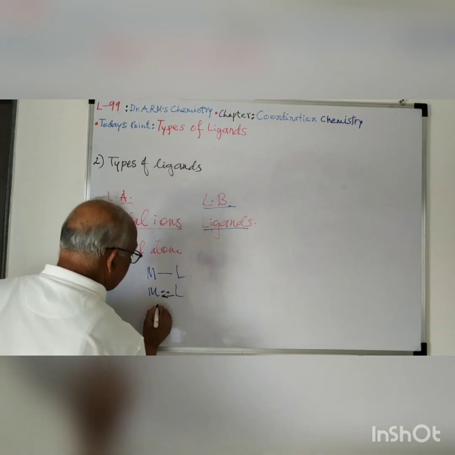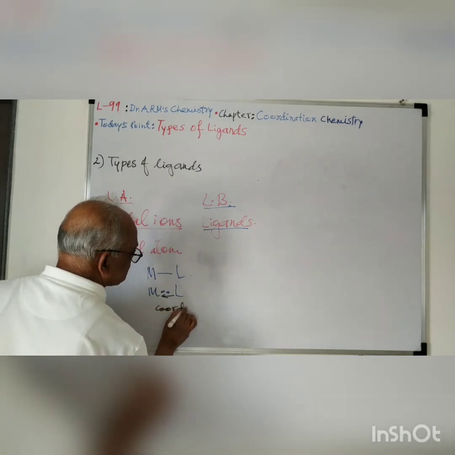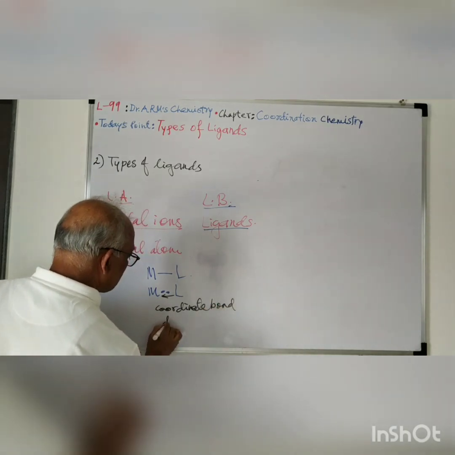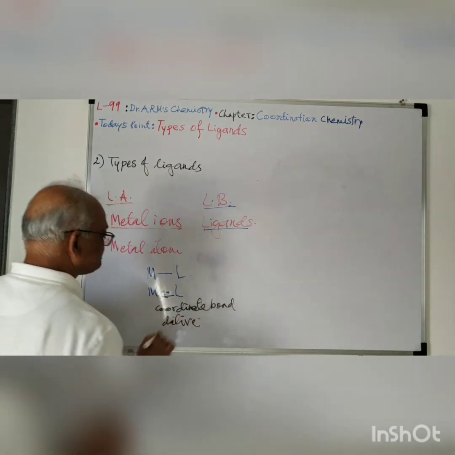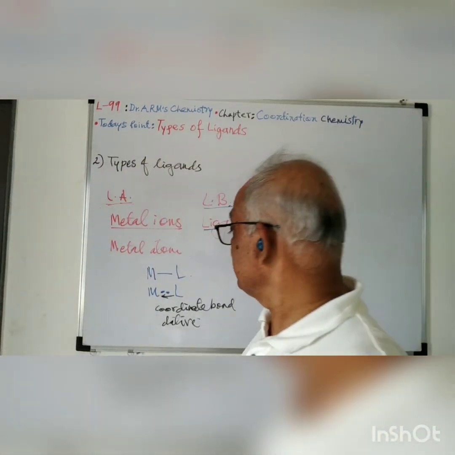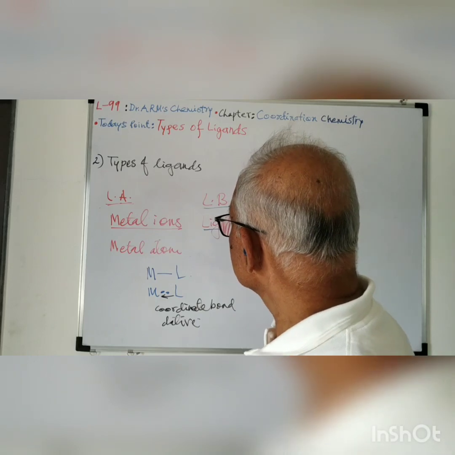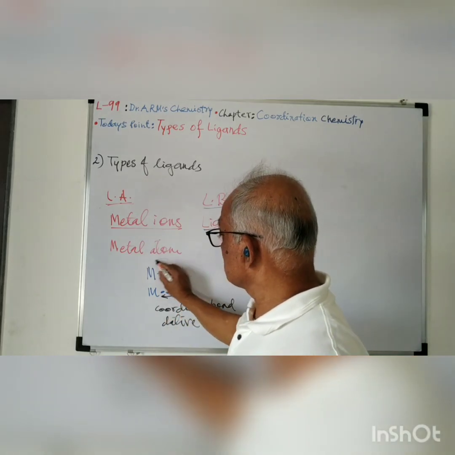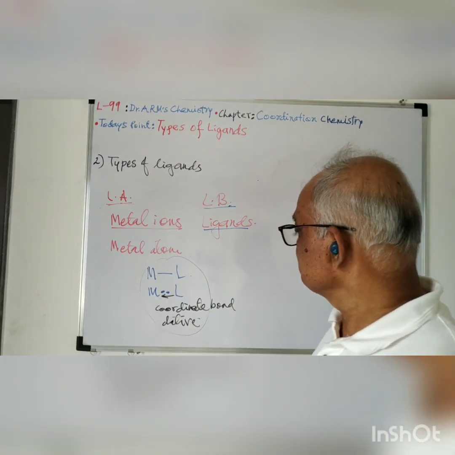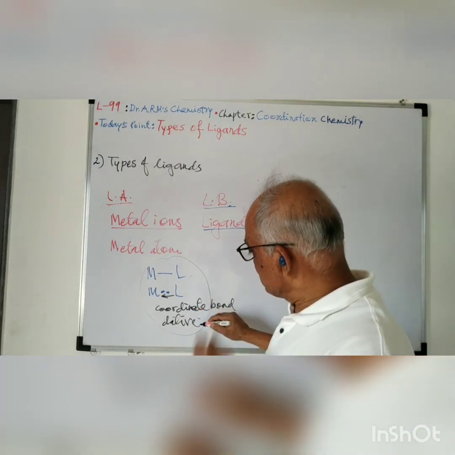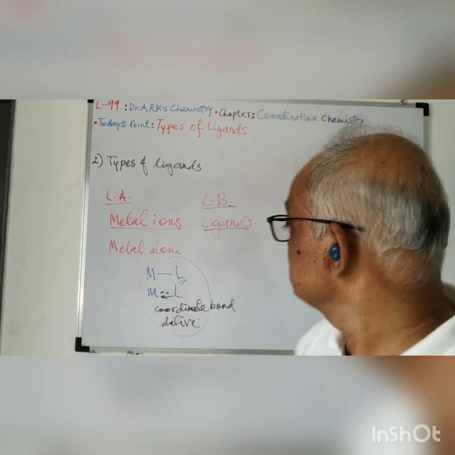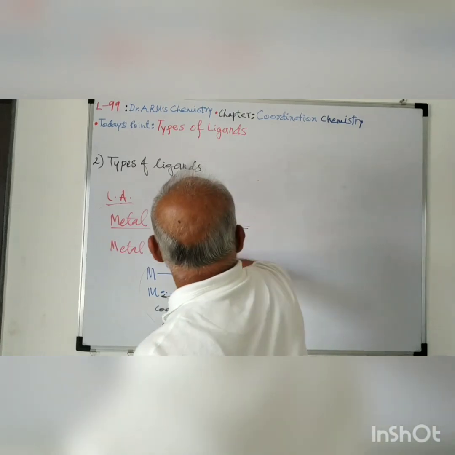Therefore, it is called a coordinate bond, or it is also called a dative bond. It has directional character, and that is why it is called a dative bond. So this structure or bonding is observed in complexes, and here we are now going to see the nature of these ligands and the types of these ligands.